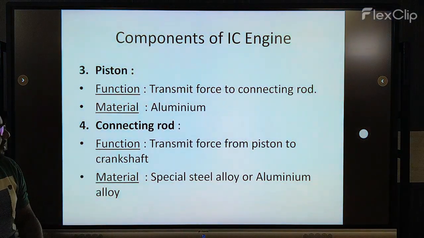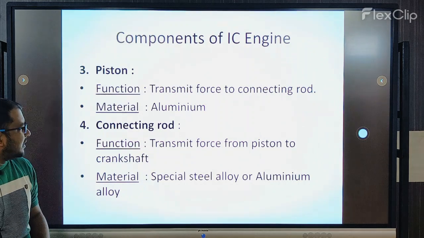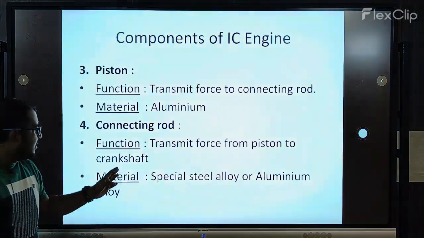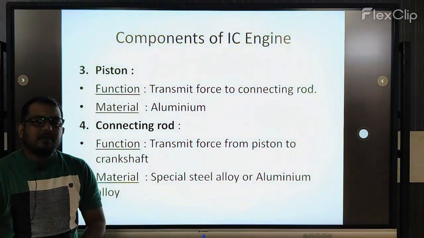Fourth one is the connecting rod. The connecting rod joins the piston with the crankshaft. Its function is to transmit force from the piston to the crankshaft. Its material is special steel alloy or aluminum alloy.